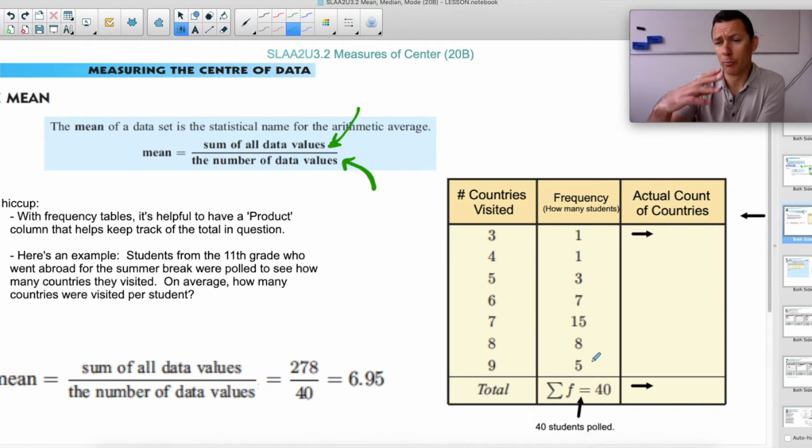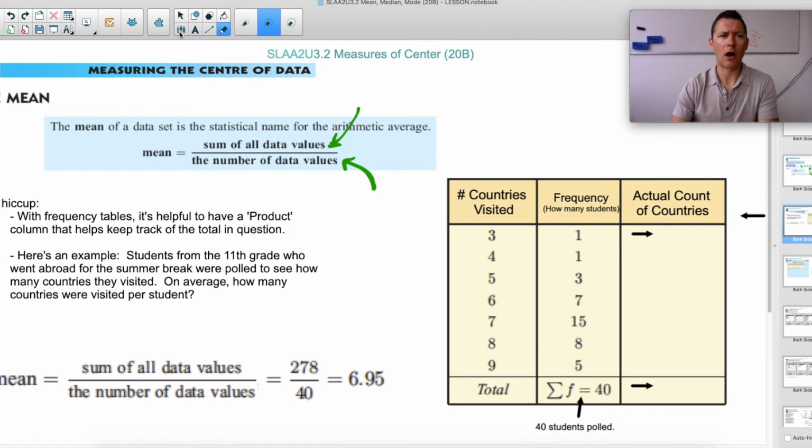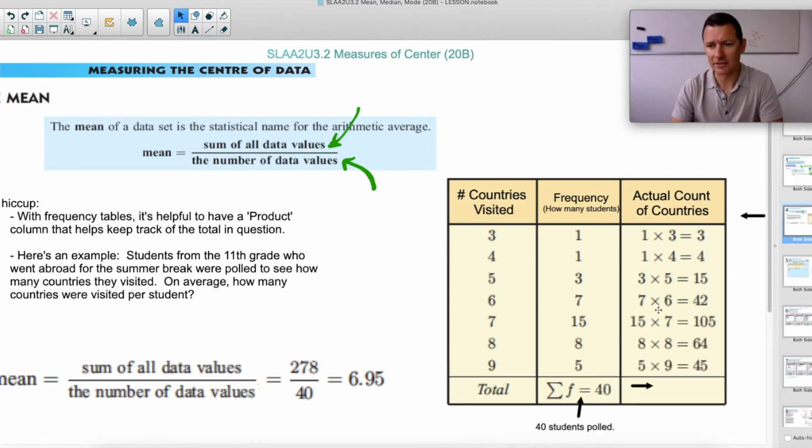If you polled a whole bunch of people to see how many countries they visited over break, and one person said 3 countries were visited, another person visited 4, 3 people visited 5, etc., that's how you would read this. But if you're trying to find the mean, on average, how many countries were visited, you'd have to look at how many country visits total. So one person visited 3, that's 3 country visits. 4 country visits. This should be 15 country visits because 3 people visited 5 countries, so there's 15 countries visited, etc., etc. And then you can add those up together.